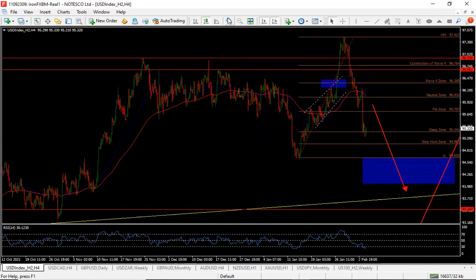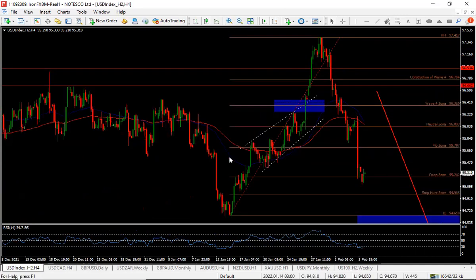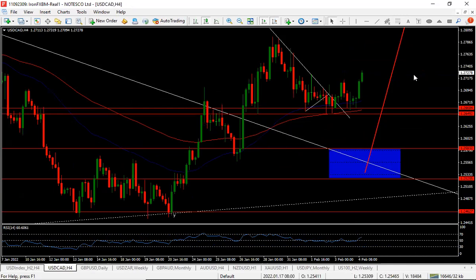So now this is what we have during this NFP. We are saying that for those who are on buy, it's high time for you to break even and hold it.